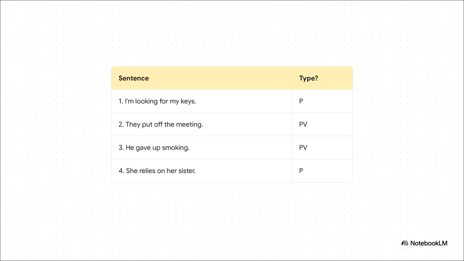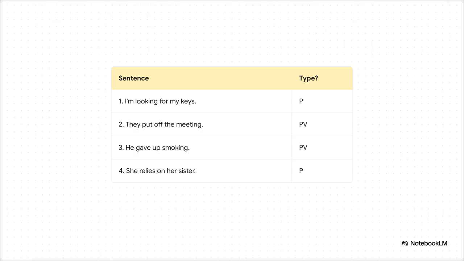Okay, last challenge. Are these prepositional or phrasal? The test is simple. Can you split them up? For number one, looking for my keys. Can you say looking my keys for? No way. So that's prepositional. Okay, how about number two, put off the meeting? Can you say put the meeting off? Yes, you absolutely can. That makes it phrasal. Try that same test on the last two.